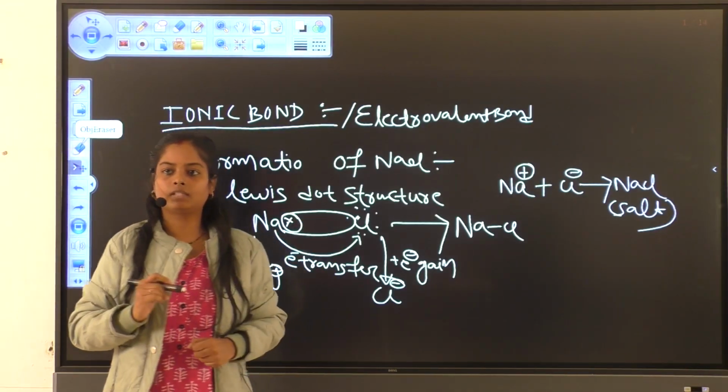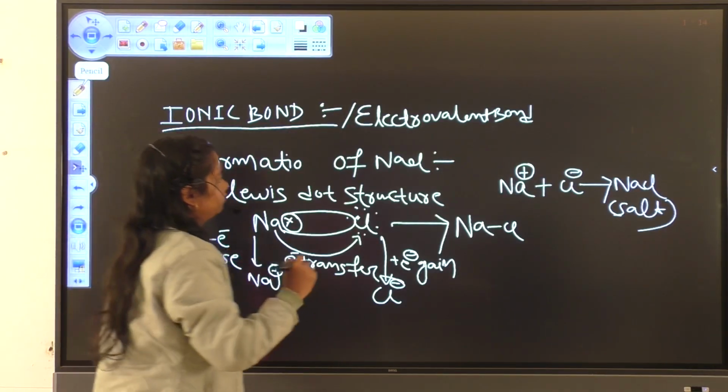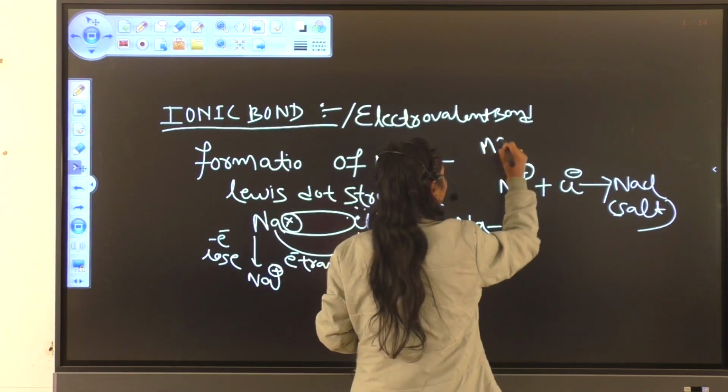This is how we finish the formation of sodium chloride. By following the same procedure, you can all try for magnesium chloride.